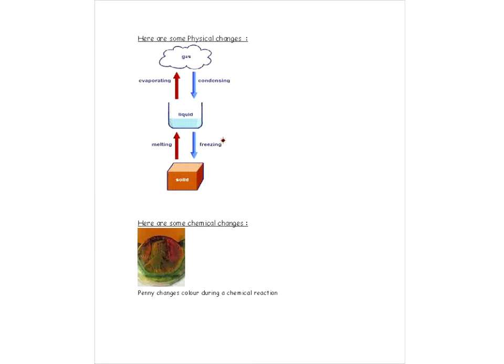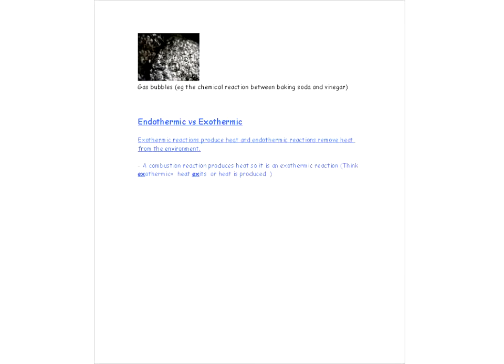Okay, here are some chemical changes. You can see that this penny has reacted with something and it's turned green. Maybe it's rusted. So that's a chemical reaction. Another example of a chemical reaction, okay, so that involved a color change, this involves gas bubbles being produced, such as when you add together baking soda and vinegar.